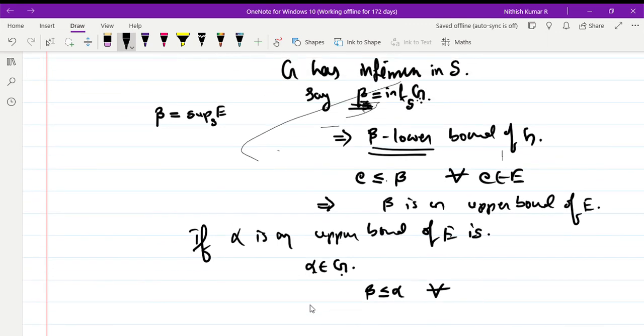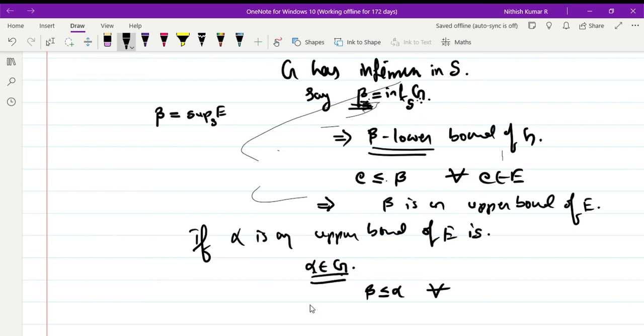Okay. There's a mistake. Beta is the infimum of G. Therefore, beta is less than or equal to every element of G, and alpha is an upper bound of E. One second. Yes, alpha is any upper bound of E in S. This implies alpha belongs to G.